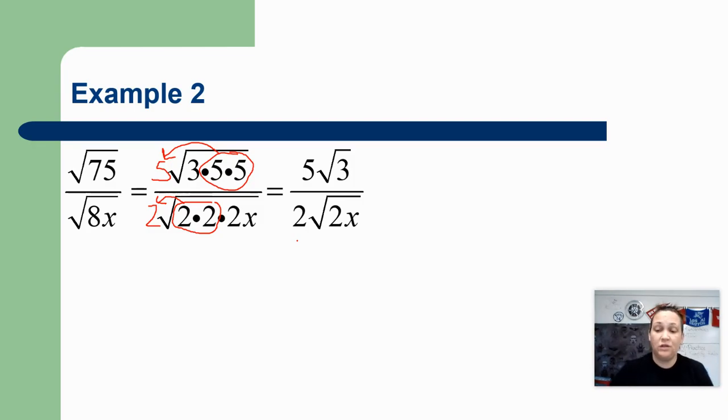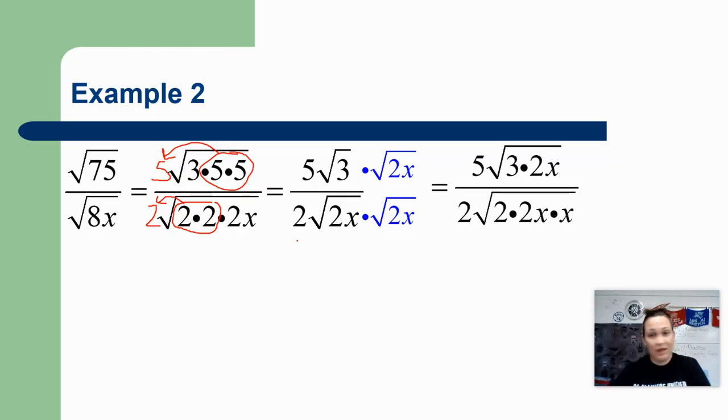Now, whatever you do to the bottom, you have to do to the top as well. So if I'm going to multiply the bottom by a 2x, I have to multiply the top by a 2x as well. Notice that they're also both underneath square root symbols. So the 2x's are going to go into the square roots that already exist. They do not go to the outside just yet.